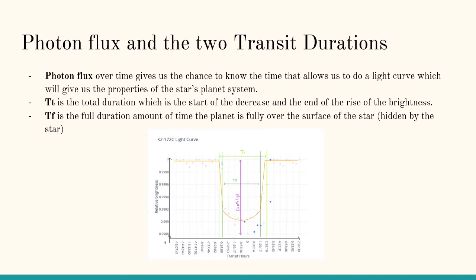So let's start with the photon flux and the two transit durations. Photon flux over time gives us the chance to know the time that allows us to do a light curve, which will give us the properties of the star's planet system. TT is the total duration, which is the start of the decrease and the end of the rise of the brightness. TF is the full duration, the amount of time the planet is fully over the surface of the star.